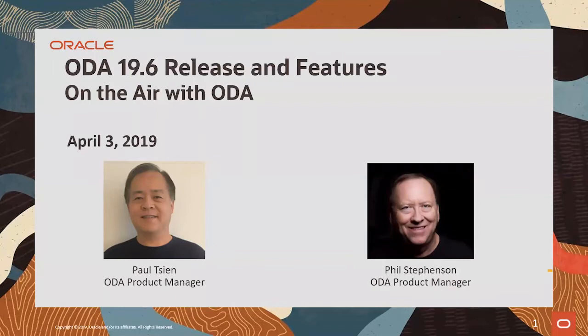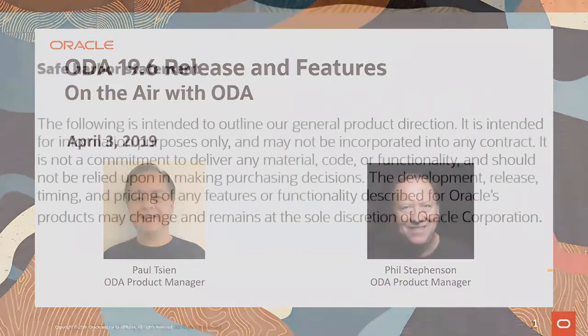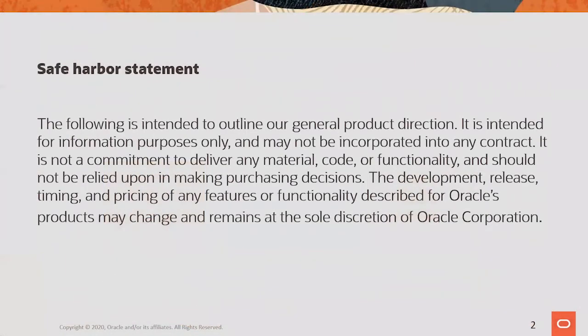So we've got what I consider a pretty exciting topic. We're going to be discussing the 19.6 release features. I think a lot of people have been anxiously awaiting 19.6, and so we have features that are very compelling that we'd like to bring to your attention. Paul will present the first part of this, and then I'm going to talk about one of the features in particular, Standard Edition High Availability.